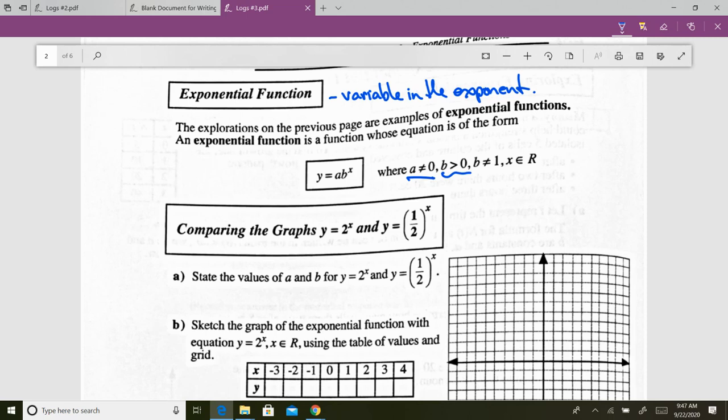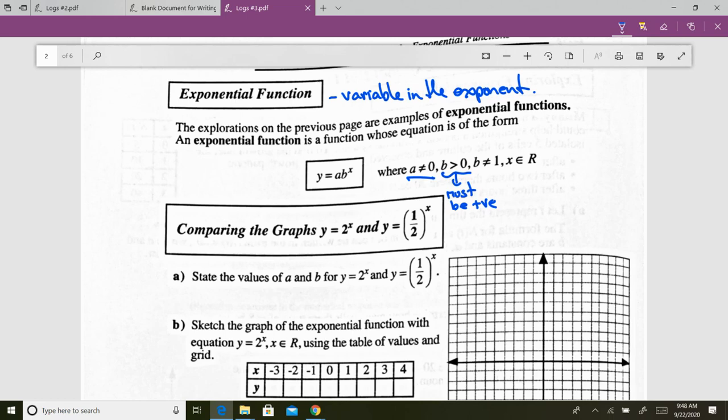B must be positive, greater than 0. B has to be a positive number. If it's not a positive number, you can have functions where it's not, but it's not an exponential, and you get weird things happening. We can talk about that more if we take calculus, so we'll talk briefly about that.